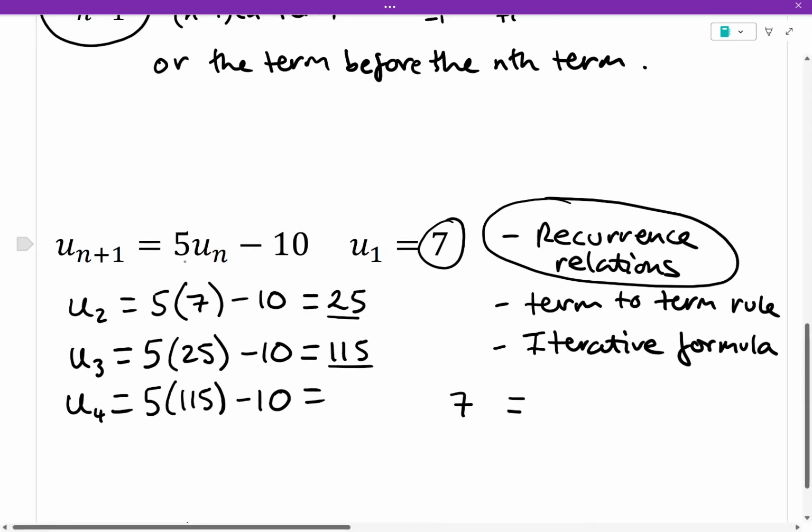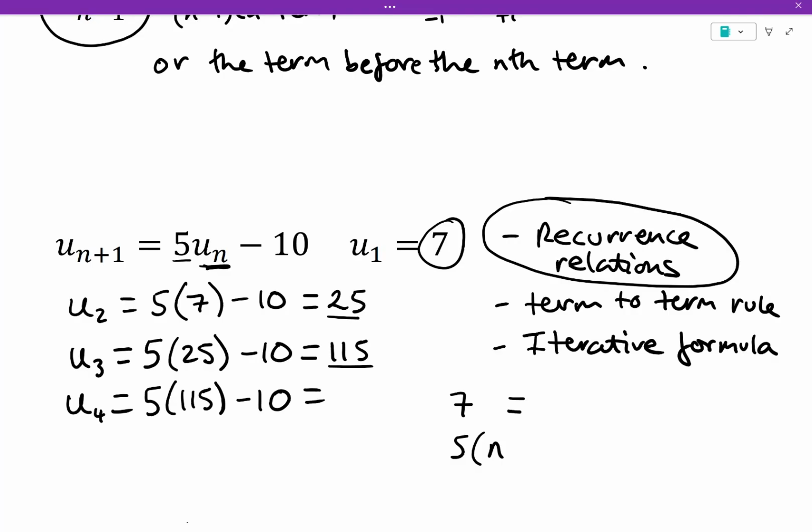So what you can type in is 5, and it says UN. So you're then going to type the answer button, and then you are going to subtract 10. And then the idea is if you type that in, that will give you the next term in the sequence. So that will give you the 25. And then if you hit equals again, that will give you the 115. And then if you hit equals again, it will give you the next term in the sequence.